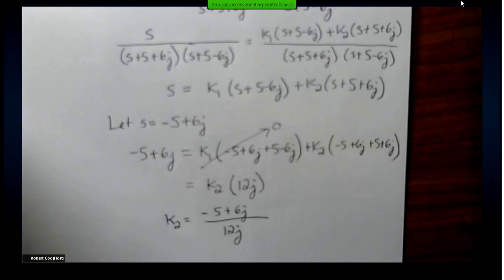Now, in the end, it's going to be easiest for me to get this thing into polar form. All right, so let me figure out how to get this into polar form.